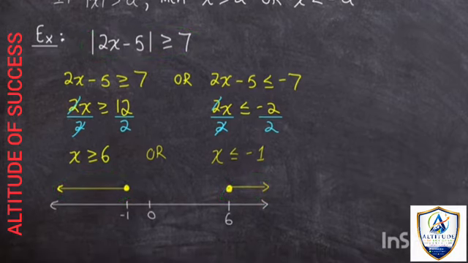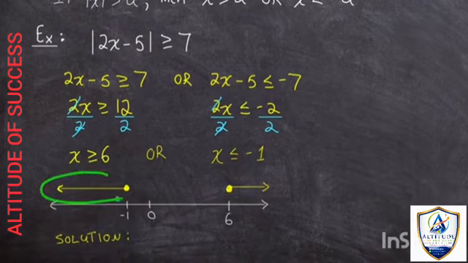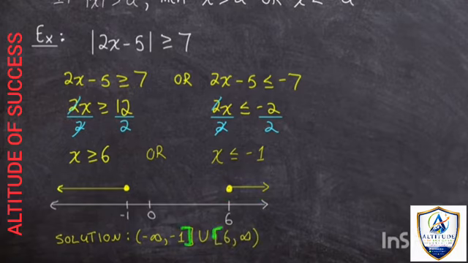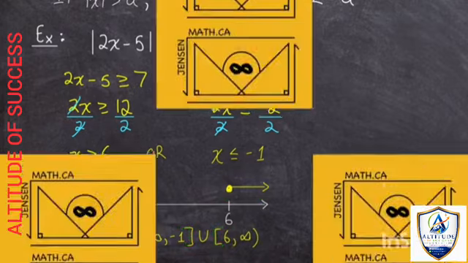In interval notation, we could say that the solution is the set of values on this interval, so between negative infinity and negative 1, or on this interval, which would be the range of numbers from 6 to infinity. And notice I use square brackets at negative 1 and 6 because we want to include those in the answer because of the equal sign underneath the inequality in the original question.